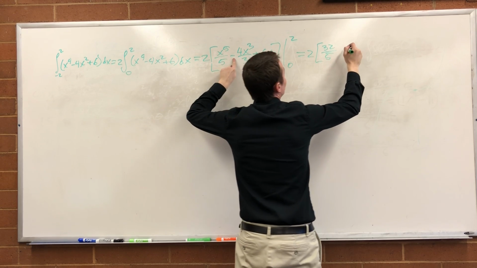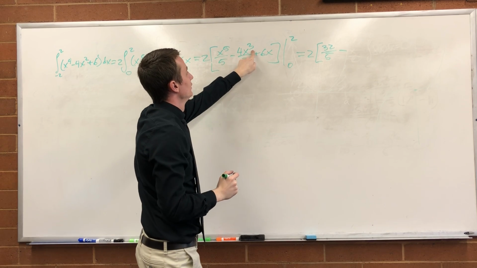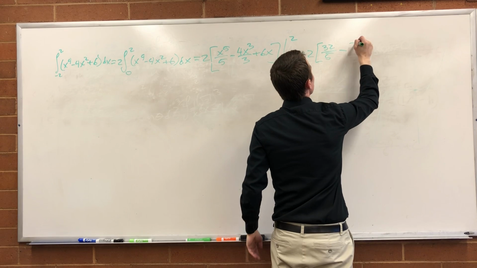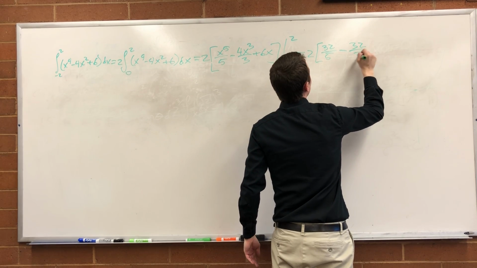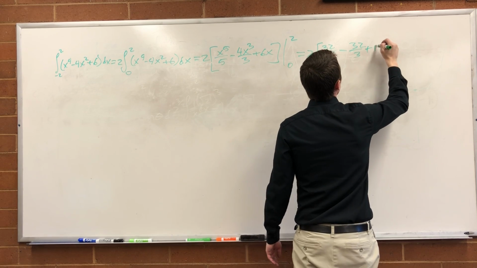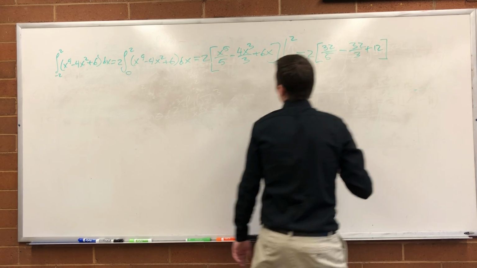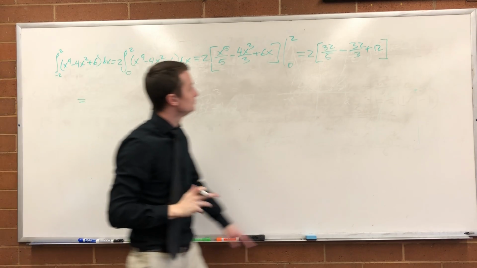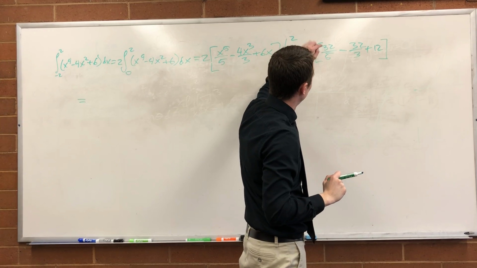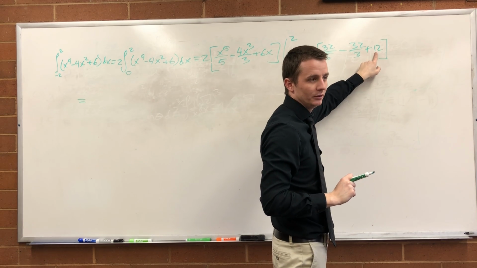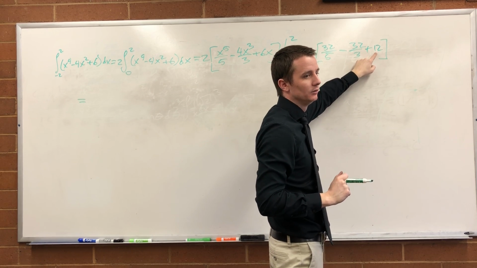32 over 5 minus, what do we have here? 32 over 3 plus 12. Which is equal to, let's see, we're going to multiply this top and bottom by 3, multiply this top and bottom by 5, and multiply this by 15, top and bottom, right?